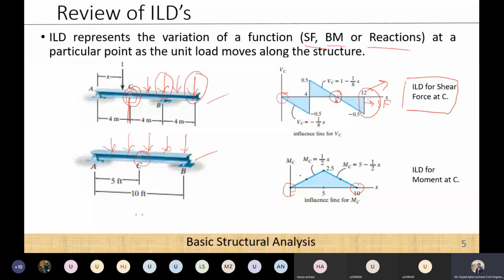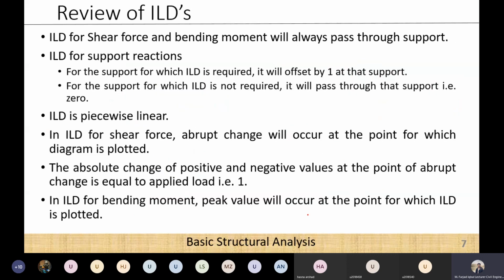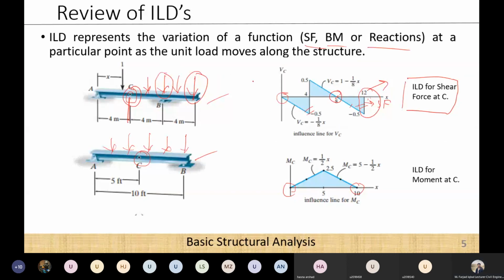And another important conclusion was there are no first degree or second degree curves, just as we used to have in the case of shear force and bending moment diagrams. These ILDs will always be in the triangular shape. And the benefit of such a shape is that if you know one value, you can calculate all the other ordinates by using the concept of similar triangles or by simple mathematics.